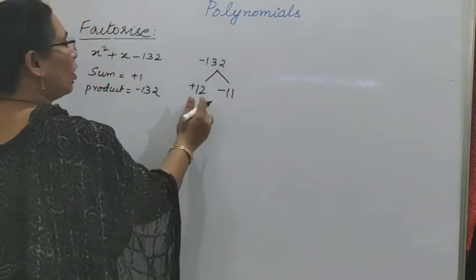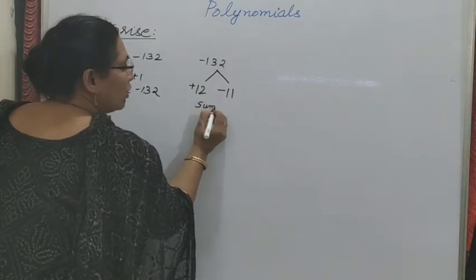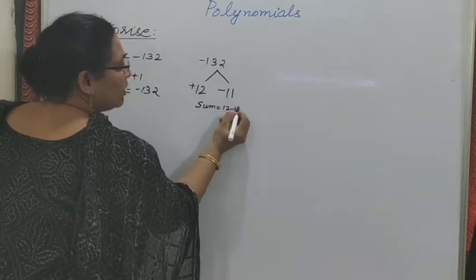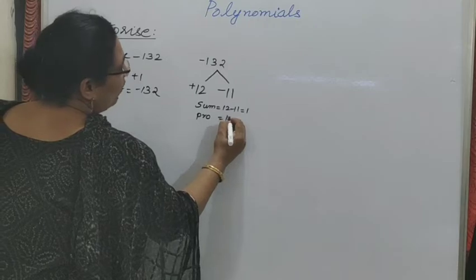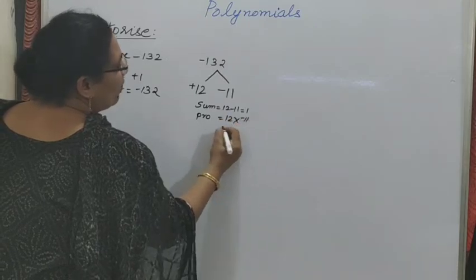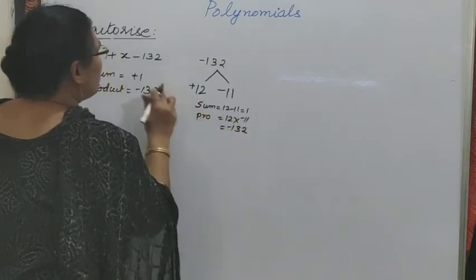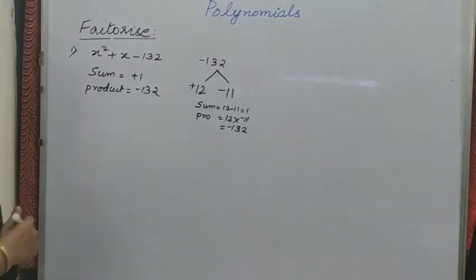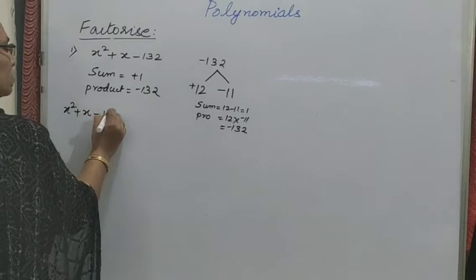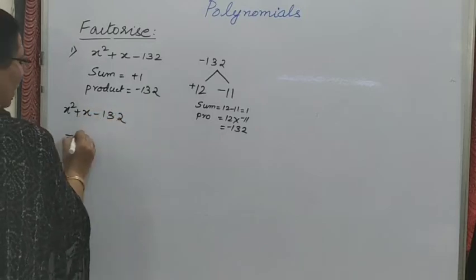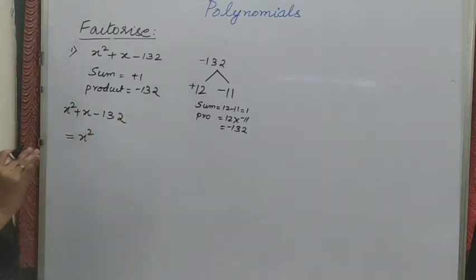Now take the sum of these numbers. Sum is equal to 12 minus 11, which is equal to 1. And again, product is equal to 12 into minus 11, which is equal to 132. So both the conditions are satisfied. Now what is the question? X square plus x minus 132. Now x square and 132, there is no change.